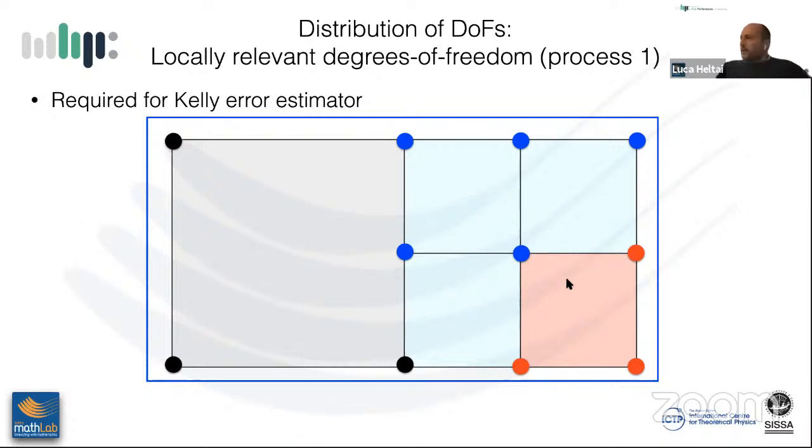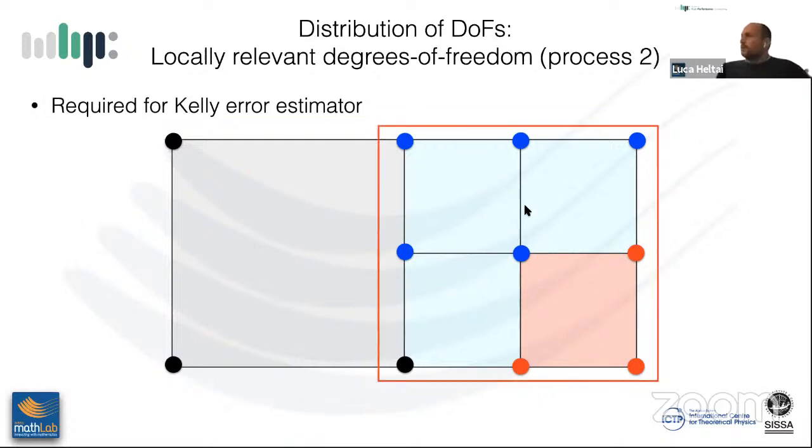And now if I look at just process 2, for example, the locally relevant degrees of freedom are only the ones that share the degrees of freedom that belong to all the neighboring cells. Okay. So process number 2 will have to communicate with process number 1. It will have to ask process number 1 what are the values of the blue guys, and process 0 what is the value of the red guy, of the black guys.